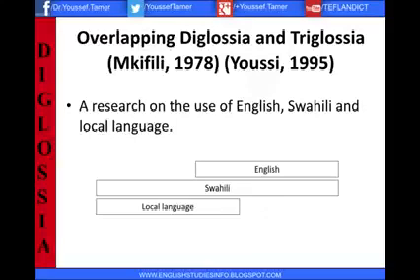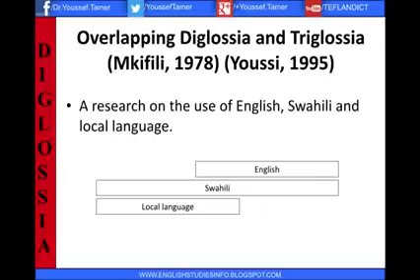I mentioned in the beginning that diglossia is a stable linguistic situation, in the sense that it can stand for thousands of years, but it can develop into new versions, as is the case for Morocco. But before we go to Morocco, overlapping diglossia and triglossia. Now we are more people. Some people talk about triglossia.